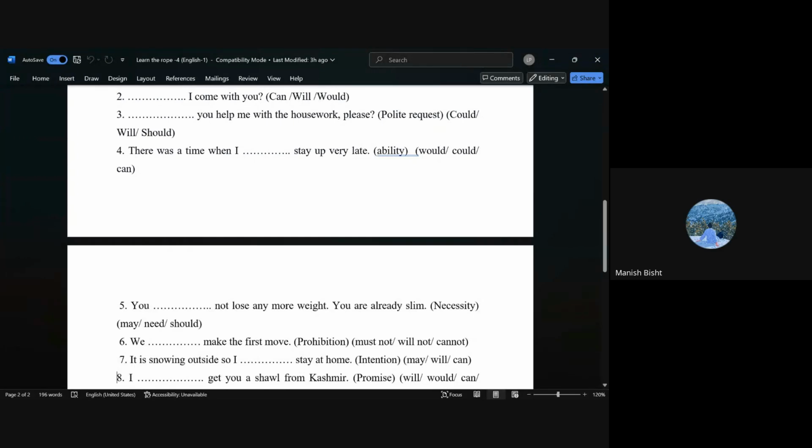Can. So here, will you use can or will you say could? Remember, could is also used to show ability, right? I told you about this. Yes, it would be could because you have a past tense construction already. Since can cannot go together with the past tense construction, we'll have to use could. There was a time when I could stay up very late. That is the fourth question for you.